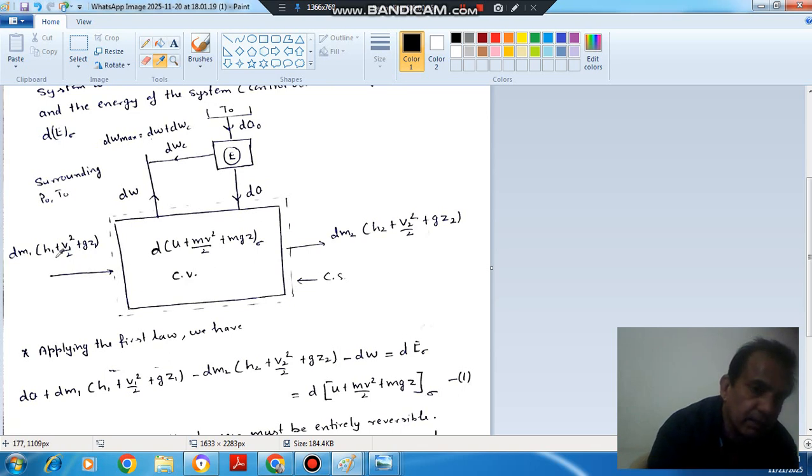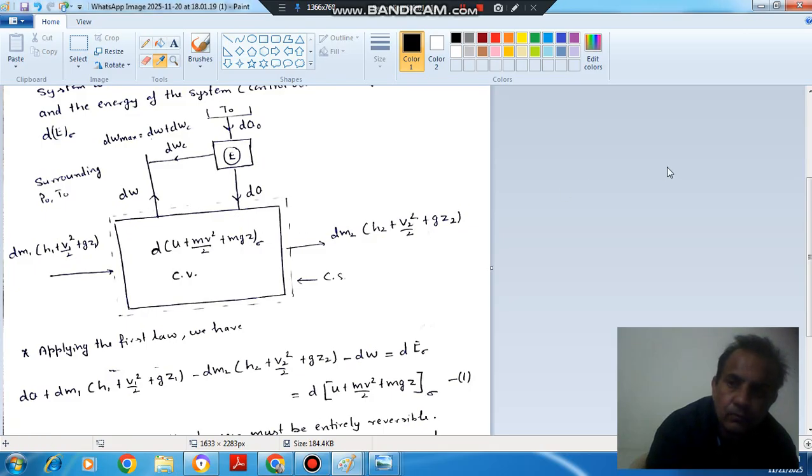Specific energy of this elementary mass is h1 plus v1 square by 2 plus gz1, and for mass leaving, the specific energy is h2 plus v2 square by 2 plus gz2. The system is producing work dW and taking heat dQ, and in this process the energy of the control volume is changing by a small amount, that is d[U plus mv square by 2 plus mgz]. Sigma is for the surface.